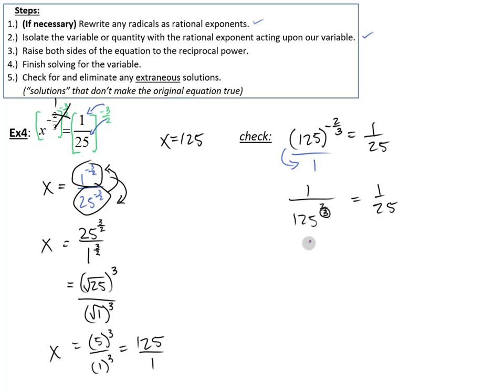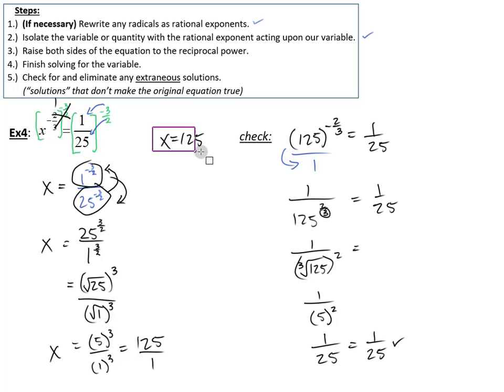Okay, remember over here, this means we're taking the third root down here in the bottom, the cubed root of 125, and squaring it. Well, the cubed root of 125 is 5. And 5 squared is 25. And sure enough, we do get 1/25, equals 1/25. Another one passed our check. We got pretty lucky in these 4 examples. Of course, we'll try some more in class, but they all passed our check. Please make sure you're checking even if you're using a calculator.